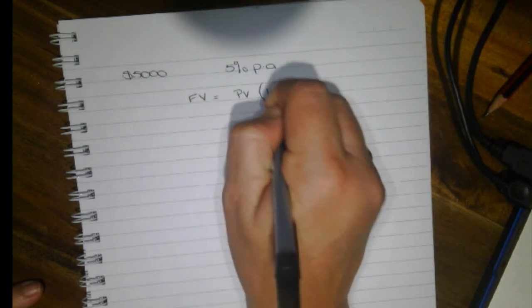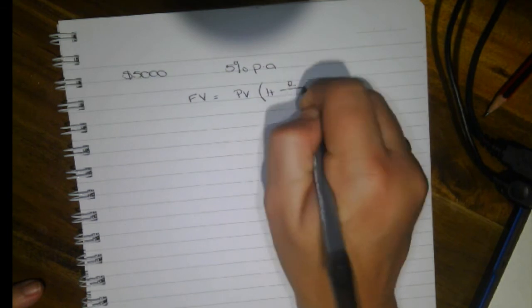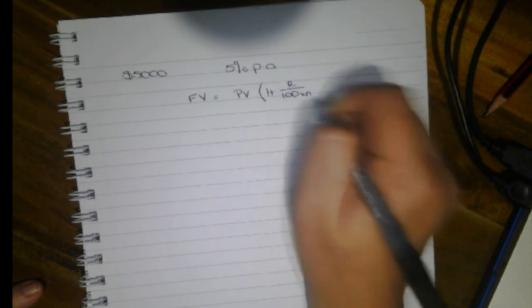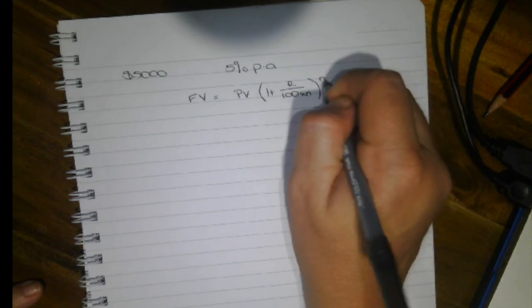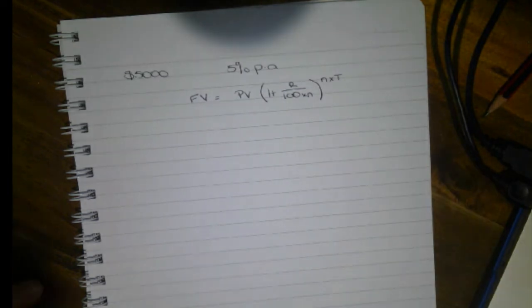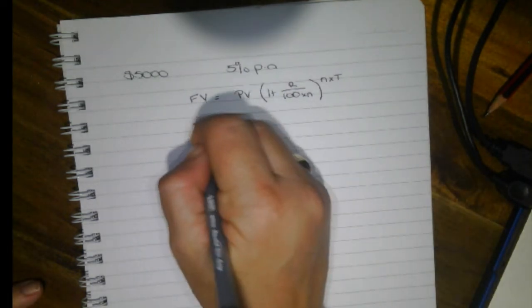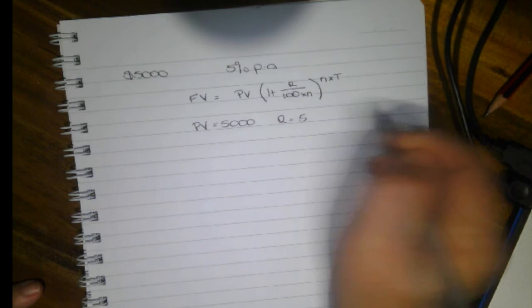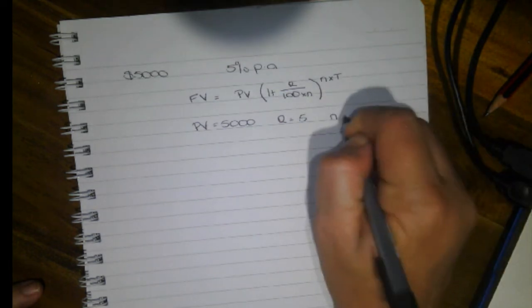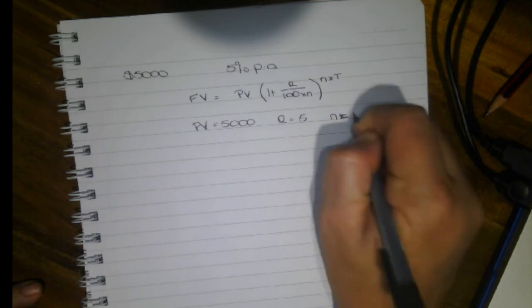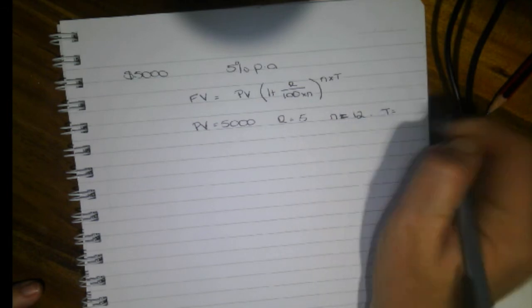You were asked to work out whether your theory was correct and that it would take 14 years. So we're going to use the compound interest formula. Future value is equal to present value, 1 plus the rate over 100 times the number of times it's compounded, all to the power of the number of times it's compounded, multiplied by time. Now our present value is $5,000. Our rate is equal to 5 or 5%. Now we're compounding monthly, which means the number of times that it's compounded is 12, and we used our formula and said that it would be over a period of 14 years.